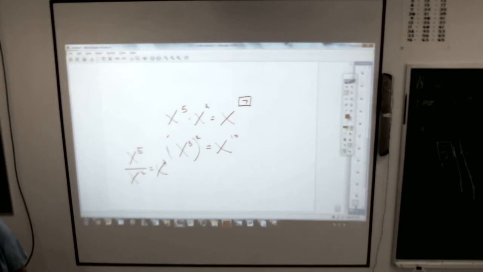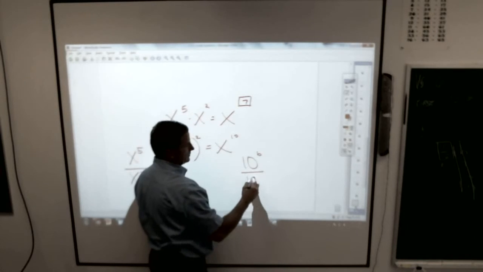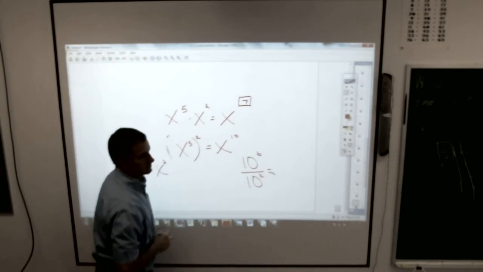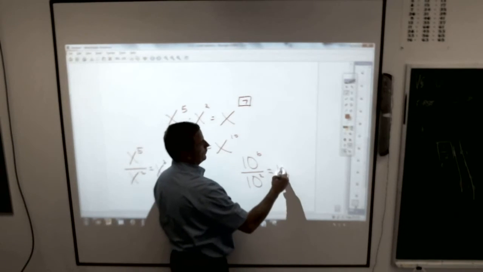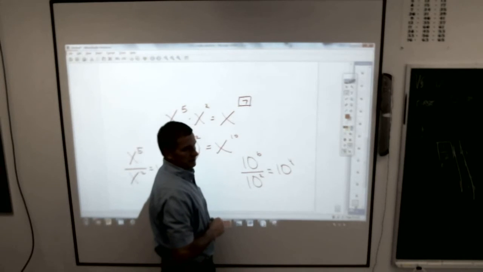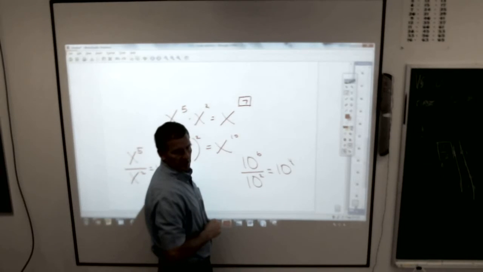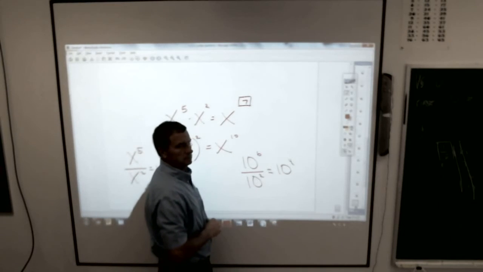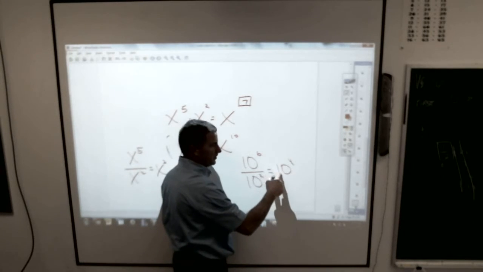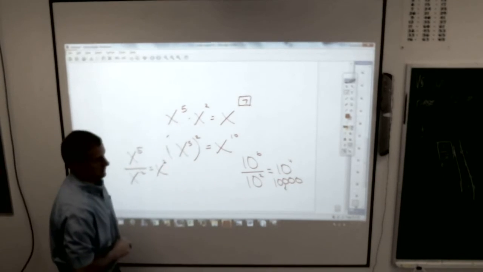How about this one? 10 to the 6th power over 10 to the 2nd power is 10 to the 4th power. What is 10 to the 4th power, just so we know that? It's really easy to do. You don't have to actually sit down and multiply all those 10s together because it's simply 10,000. It is a 1 with 4 zeros after it. 1, 2, 3, 4. 10 to the 4th power is 10,000.